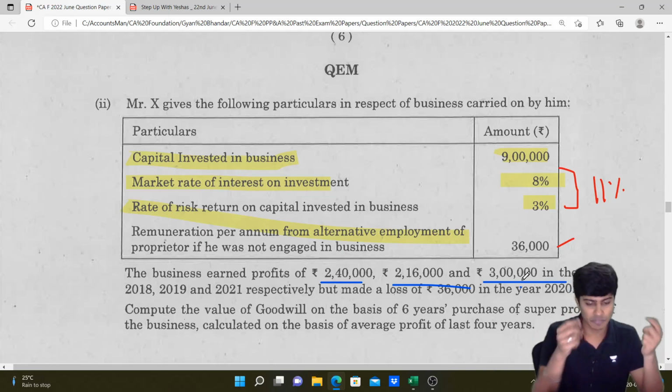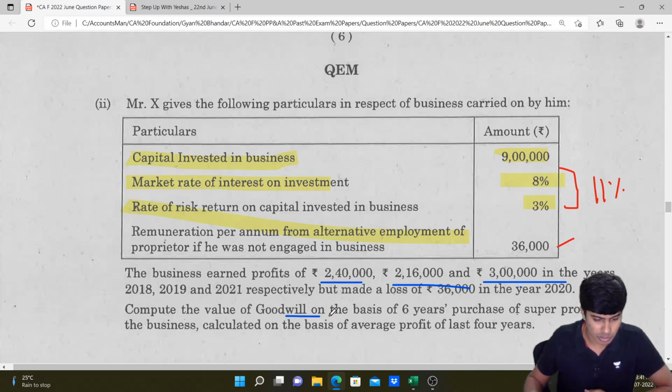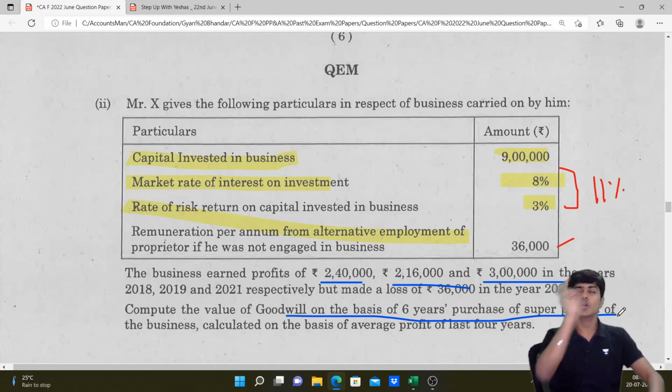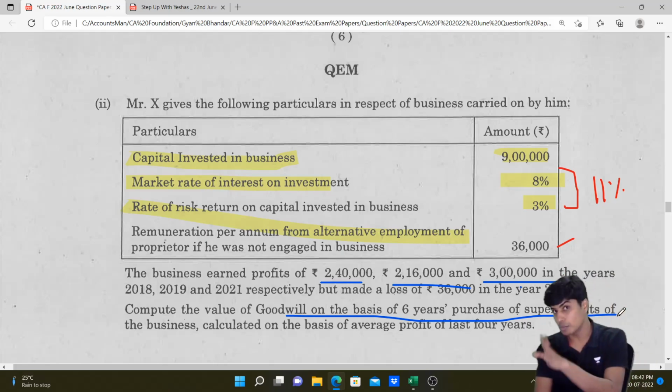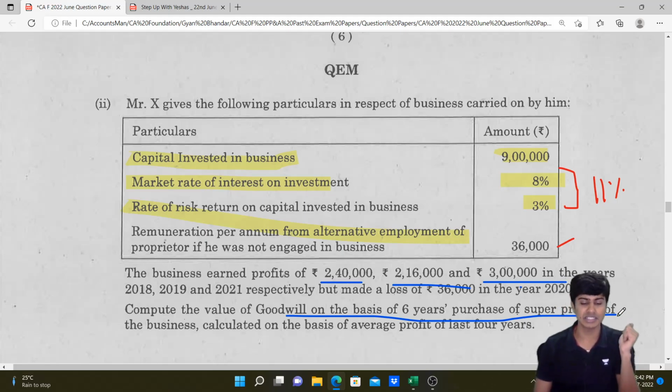So the difference will be super profit, because they've asked us to compute goodwill on the basis of 6 years purchase of super profit. So simple guys, goodwill is super profit multiplied by 6 years. Super profit is adjusted average profit minus normal profit. Adjusted average profit is that 3 years average after adjusting that 36,000. And normal profit is amount invested multiplied by normal rate of return.